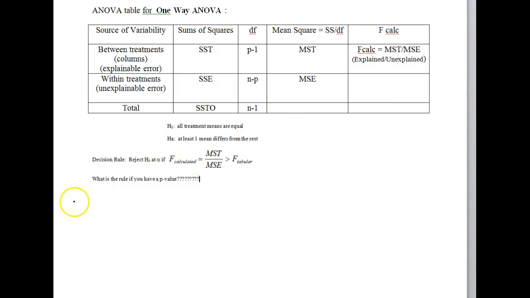Okay, so let's first do our SST calculation. So we want to calculate something for here. And I'm going to go ahead and change pen colors here. Let's do red, I guess.